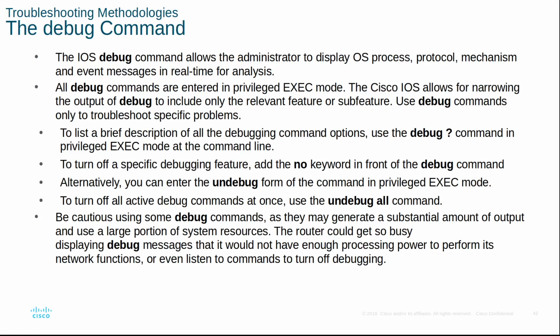In Cisco IOS, you can use the debug command if you're really stuck in troubleshooting. It's a useful thing. It's entered in privileged exec mode. There's actually a bunch of debug commands, and you could use debug ? to show you how it could be completed. When you're done with it, you can type no debug, or you can type undebug. No debug all, undebug all, both work.